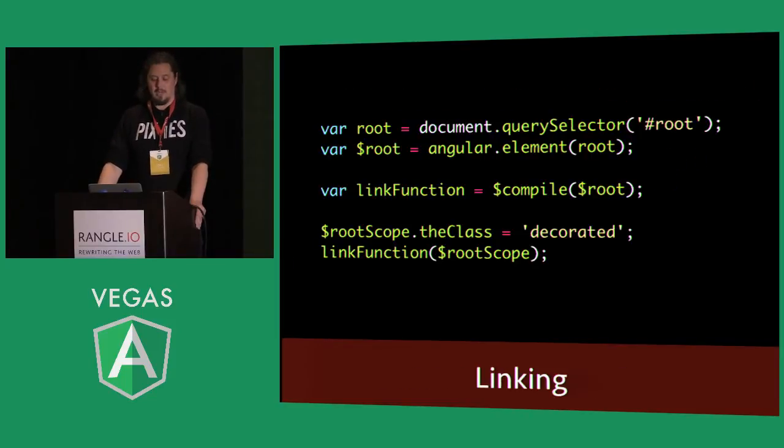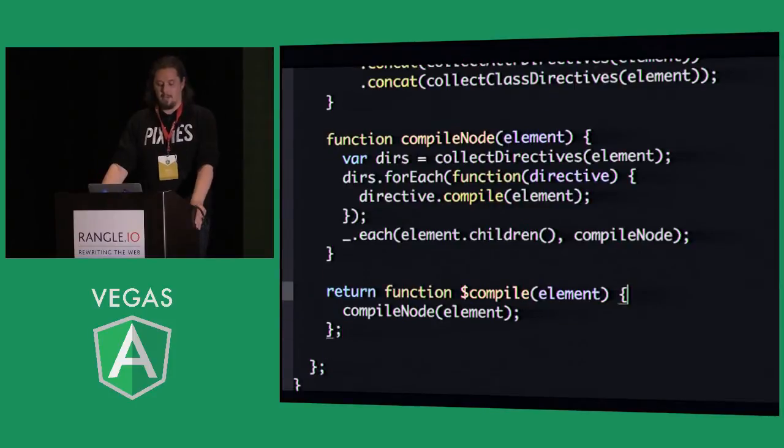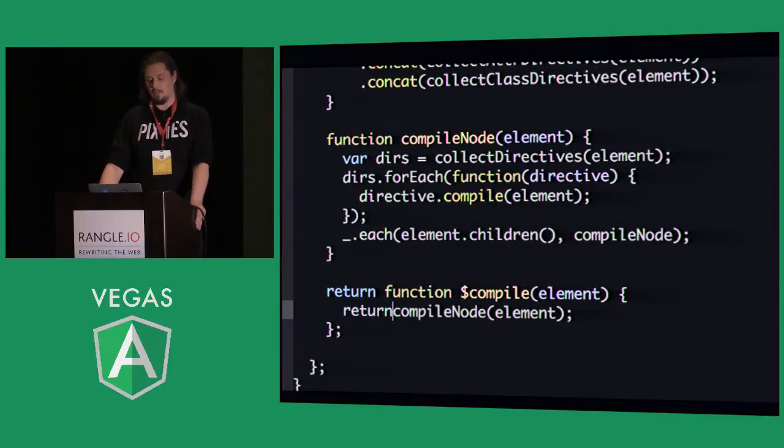And then how you actually do that linking is when you call the compile function, you need to grab the return value from that, because that's going to be the link function. And then you can later call that link function, giving it a scope as an argument, and it will do the linking for that same DOM that you originally gave to the compile function. And that's how those two things connect. So we now expect compile to return something, which is the link function. So we add this return statement here.